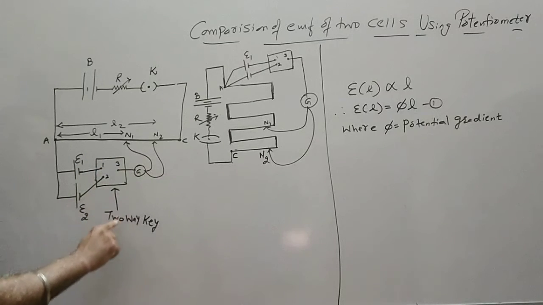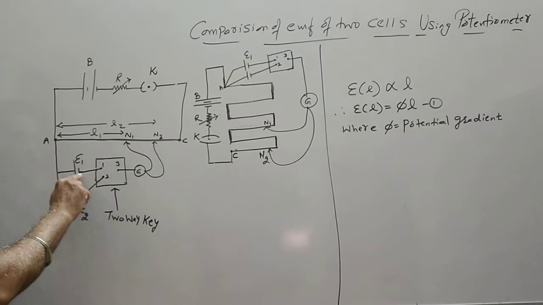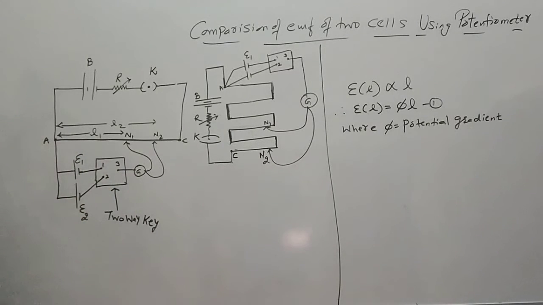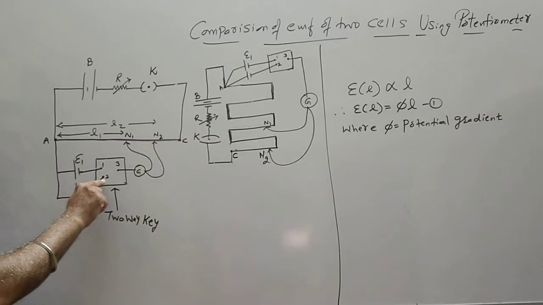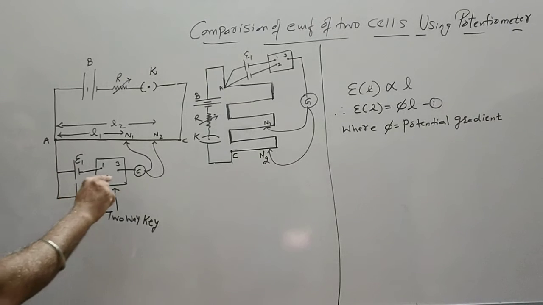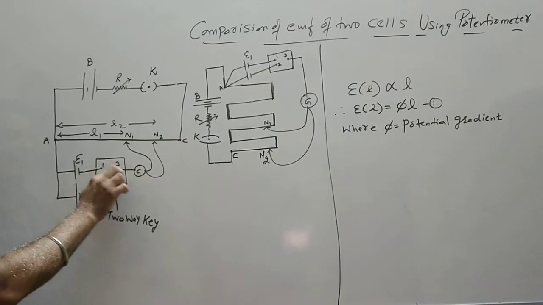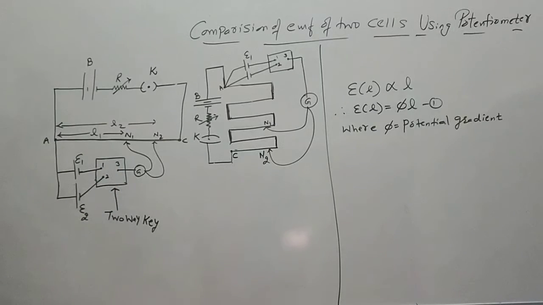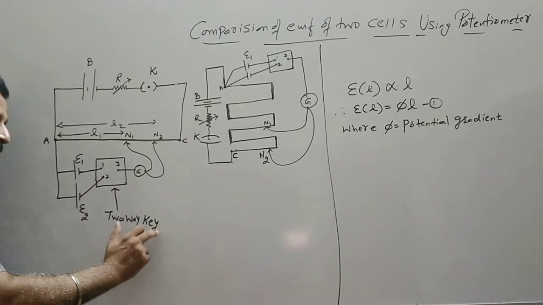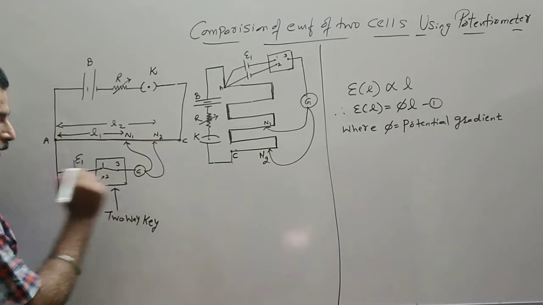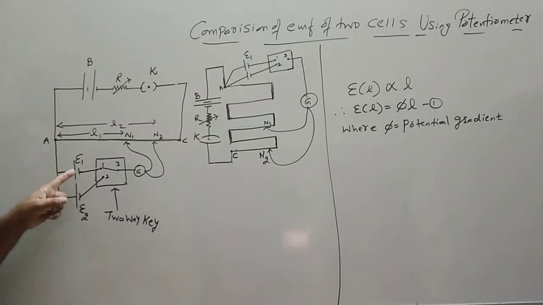Now this arrangement is a two-way key. The negative terminal of E1 is connected to point 1 say, E2 is connected to point 2, and this 3 is a common point. It is common to point 1 and common to point 2. So it is called a two-way key. So if I connect 1 with the 3, then the circuit is closed having the cell of EMF E1.